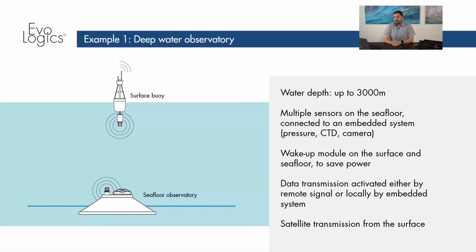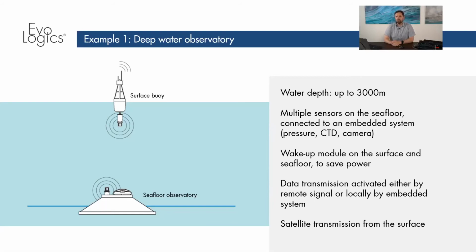Some example applications, based on what we have done for previous customers, common applications. So deep water observatory is a very common application. In particular, we are talking about an example where the water depths were up to 3,000 meters. This observatory has multiple sensors on the seafloor connected to an embedded system, so pressure sensor, CTD, camera, and our modem is with an optional wake-up module on the surface buoy and on the seafloor.